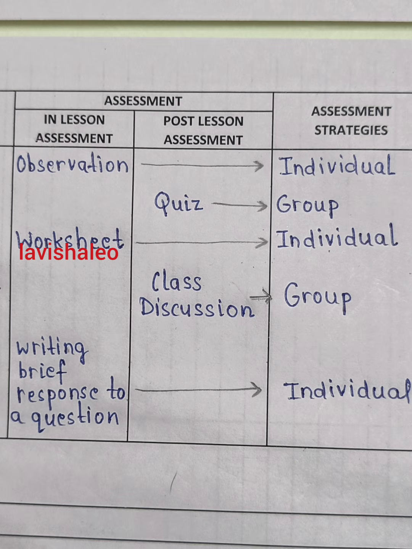So this will be my in-lesson assessment, and in the third column where assessment strategies are written, we have to tell whether this type of assessment will be individual assessment or a group assessment. So the observation that I will be doing will be for an individual child, so I will write the word individual. Second, I have mentioned quiz. Quiz will be post-lesson assessment, but I will be conducting it in groups, so I will write group in the third column. Similarly, for the rest of the types of assessment, you have to write group or individual in the assessment strategies column.